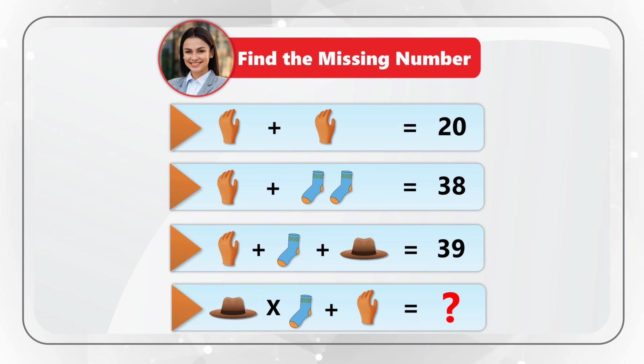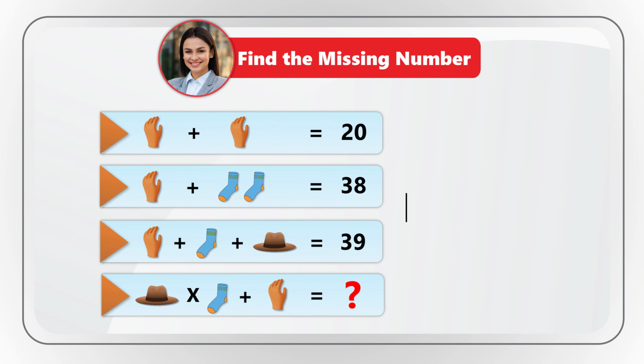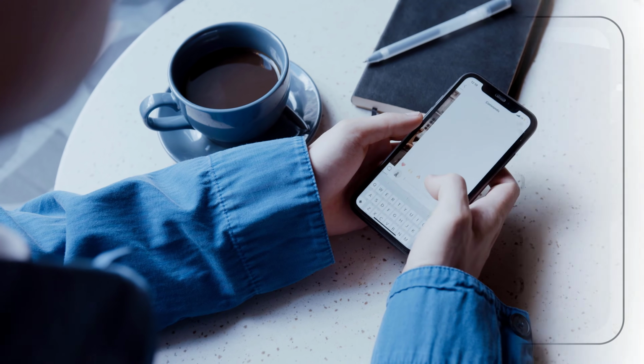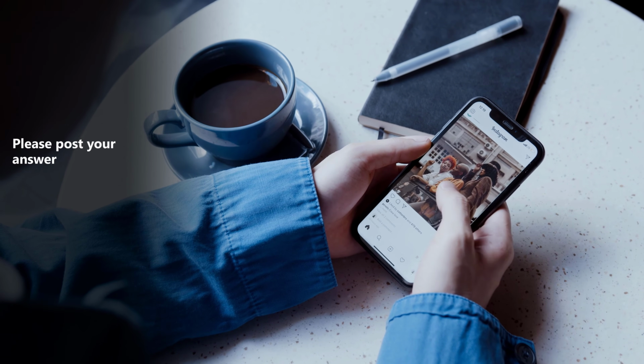You need to calculate and select out of 4 different choices. Choice A, 135. Choice B, 220. Choice C, 165. And choice D, 360. Do you know the answer? Once you calculate it, please make sure to post it in comments. This would allow me to give you my feedback. Thanks for participating and good luck.